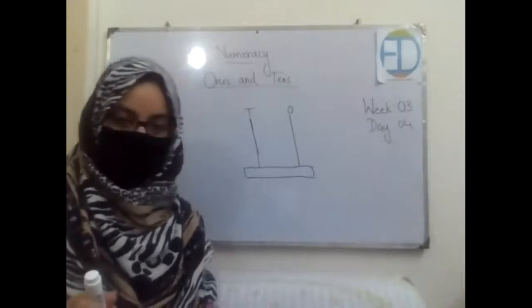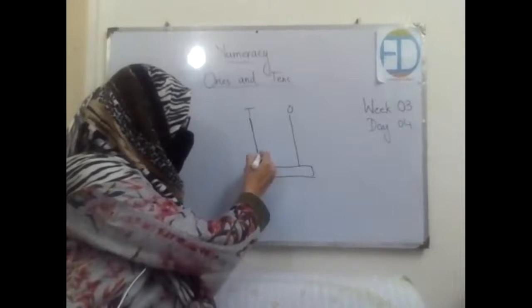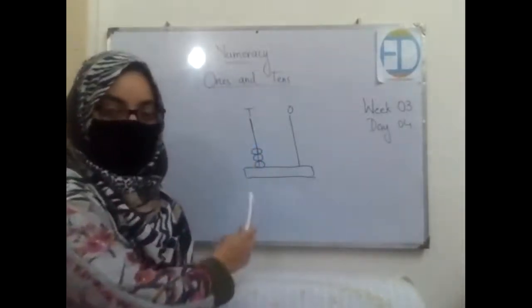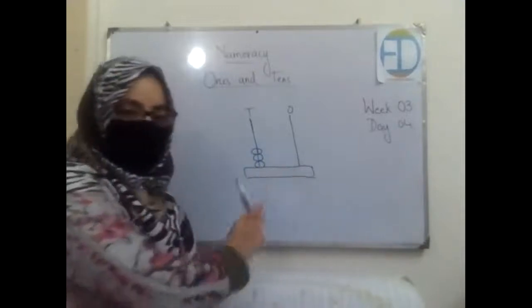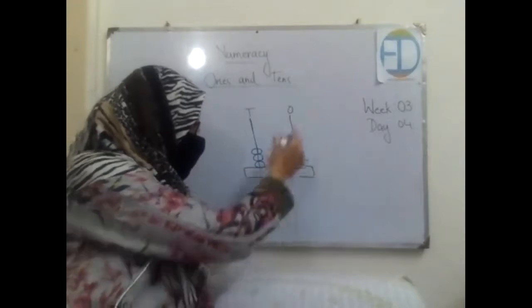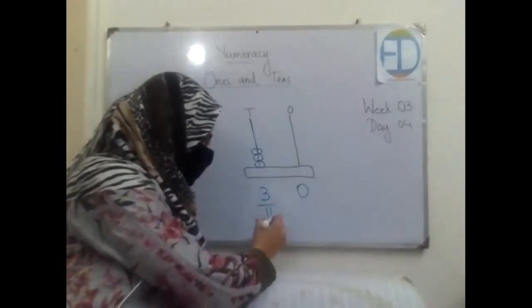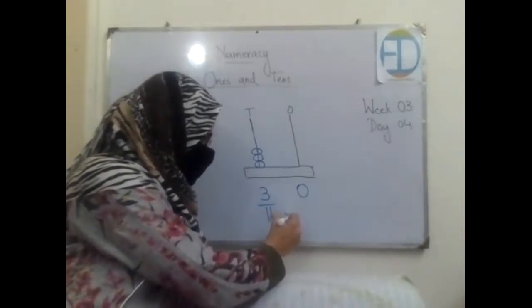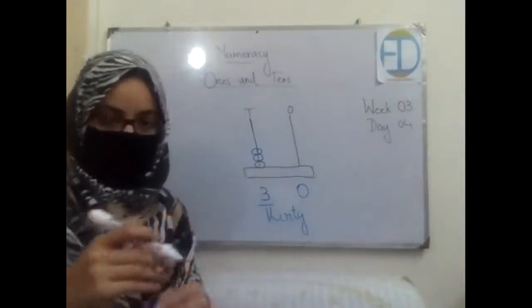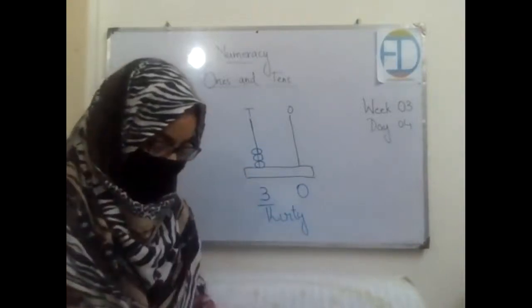Okay, after 29, we have three beads only on the tens side and no bead on the ones side. If we have 3 on the tens side, it would be 3, and no beads means 0. And the number is THIRTY, 30. Okay, and the number is 30. Very well done. Write it down.